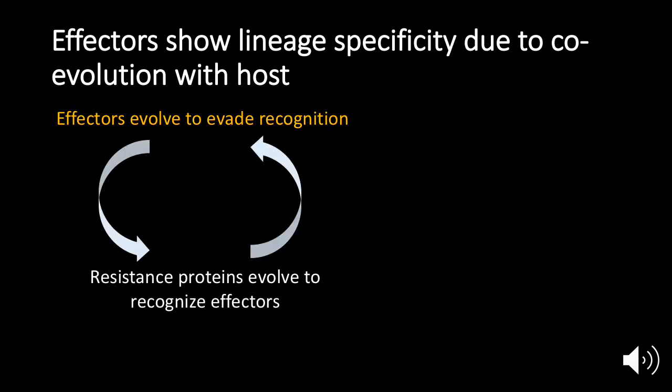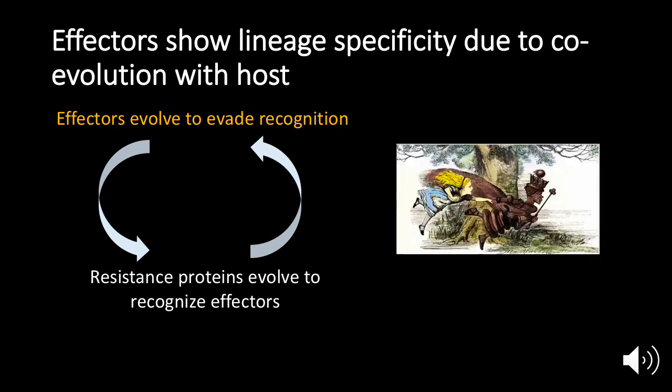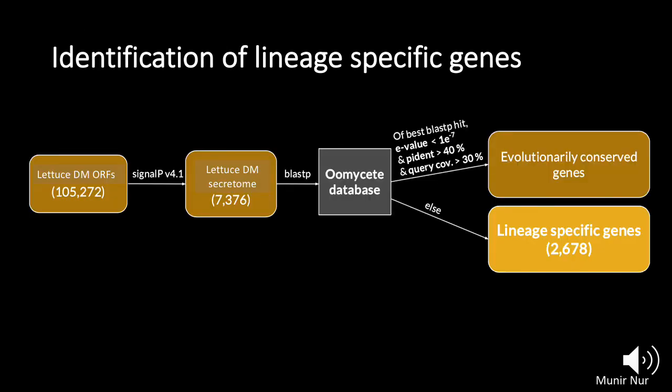People have used this, I've seen it used several times in fungal genomes, but I hadn't really seen it applied to oomycetes yet. The idea, as I talked about before, is that because effectors are constantly evolving to evade recognition, they tend to be species-specific or genus-specific. So you could use that to identify candidate effectors. Around this time, I got an email from Munir Nur, a very talented undergrad in computer science, who wanted to try his hand at bioinformatics. So I gave him this project, and he performed most of the analyses.